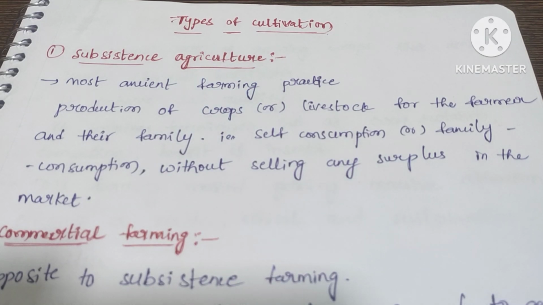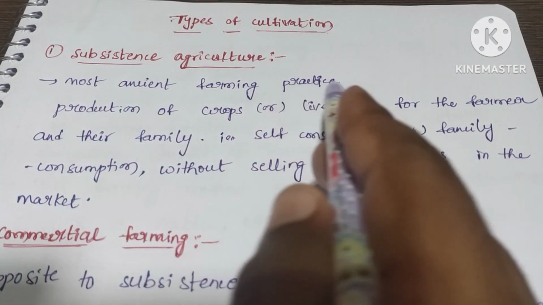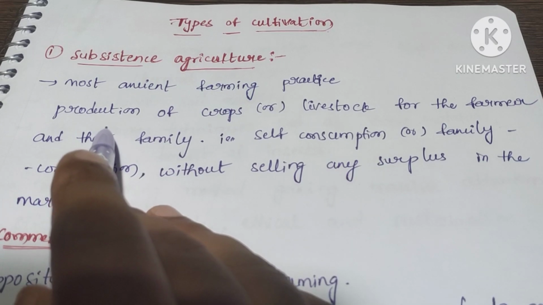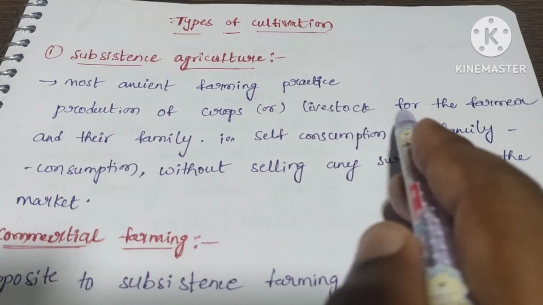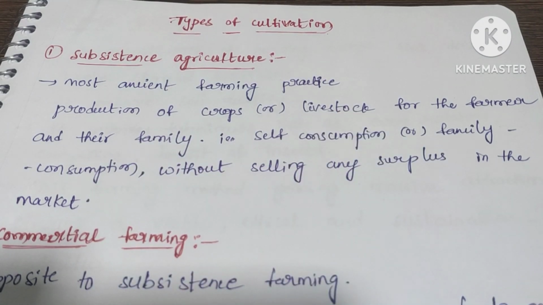Today's topic is types of cultivation. First one is subsistence agriculture. I'll explain what is the meaning of subsistence agriculture. This is the most ancient farming practice. The definition is production of crops or livestock for the farmer and their family. Not only the production of crops, livestock also for the farmer and their family.